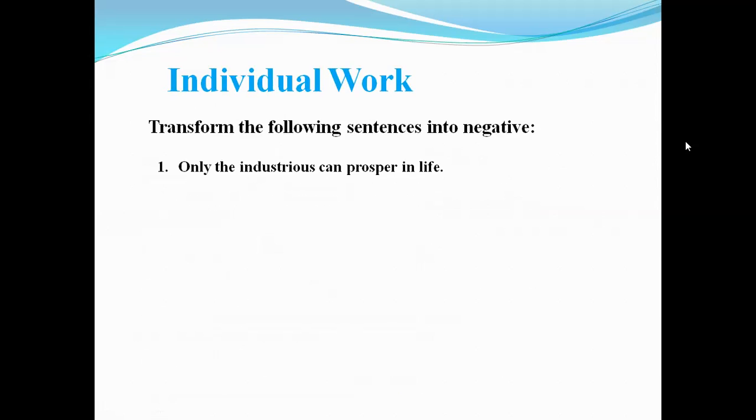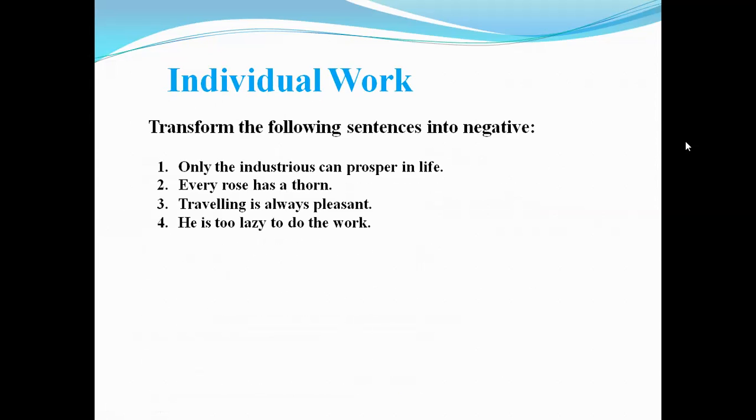Now, individual work. Transform the following sentences into negative. Number one, only the industrious can cross my life. Number two, every rose has a thorn. Number three, traveling is always pleasant. Number four, he is too lazy to do the work. Number five, he is as dull as an ass. Students, please take pen and paper and write the answers of the following sentences.